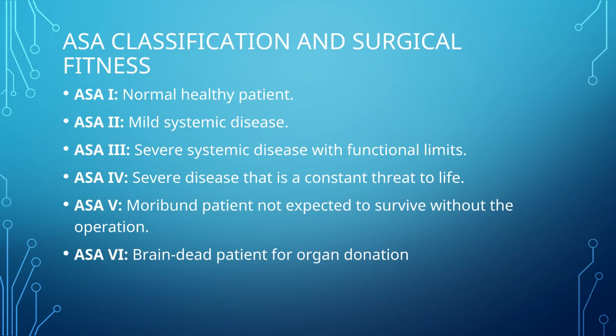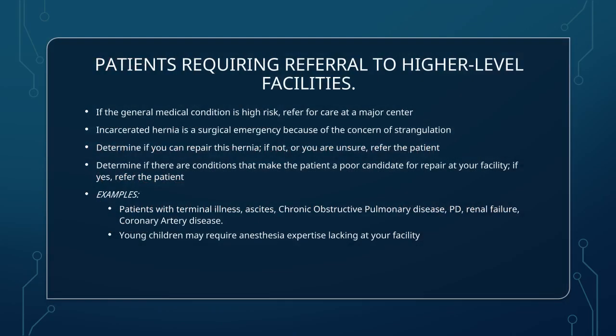ASA physical status classification is used to assess a patient's health before anesthesia and surgery. Classes range from ASA-1 to ASA-6, with higher numbers indicating greater medical risk. General practitioners at the health center should restrict elective inguinal hernia repair to ASA-1 and 2. If it is an emergency, surgery for ASA-3 under local block may be necessary. ASA-4 and 5 should be referred. Patient selection is about safety and knowing your limits.